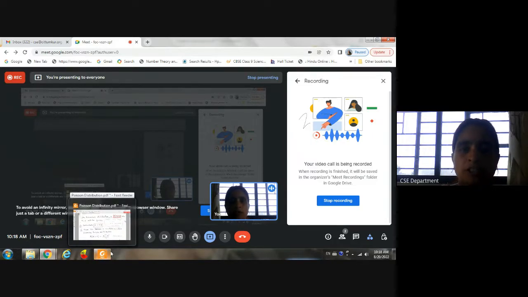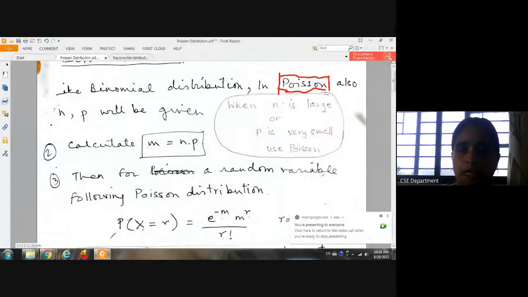In binomial distribution, just recap, after reading a problem you had to first identify n and p and then substitute in the formula. Now let us see what happens in Poisson distribution. In Poisson distribution also, when you read the problem, n and p will be there. So you have to identify n and p. Then second step, you have to calculate m. M is also the mean. M is n into p. It is known as mean.